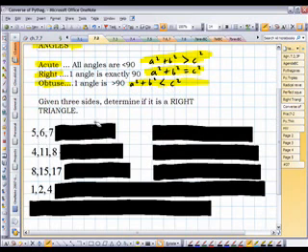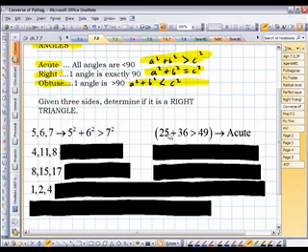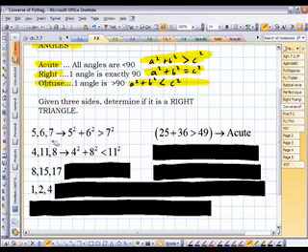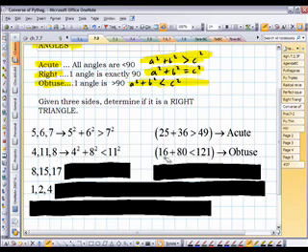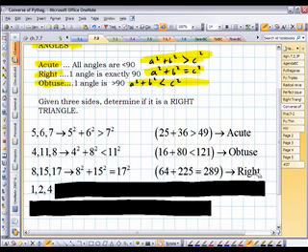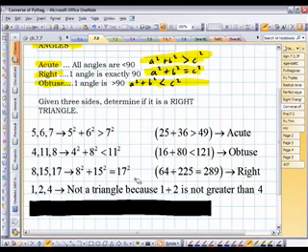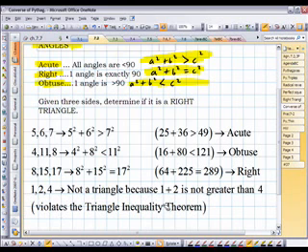We have the sides 5, 6, and 7. And so 5 squared plus 6 squared is greater than 7 squared. As we see, 25 plus 36 is greater than 49. Therefore, that's acute. If we do 4, 11, and 8, you have to do 4 and 8 as the short sides, so make sure you reorder these. So 4 squared plus 8 squared is less than 11 squared, because 16 plus 64 is less than 121. That would be obtuse. 8, 15, 17, that was a Pythagorean triple. This one actually is going to work. So this is going to be a right triangle. If we do 1, 2, and 4, well, this is a little tricky because 1 plus 2 is not bigger than 4, so this isn't even a triangle at all because it violates the triangle inequality theorem.